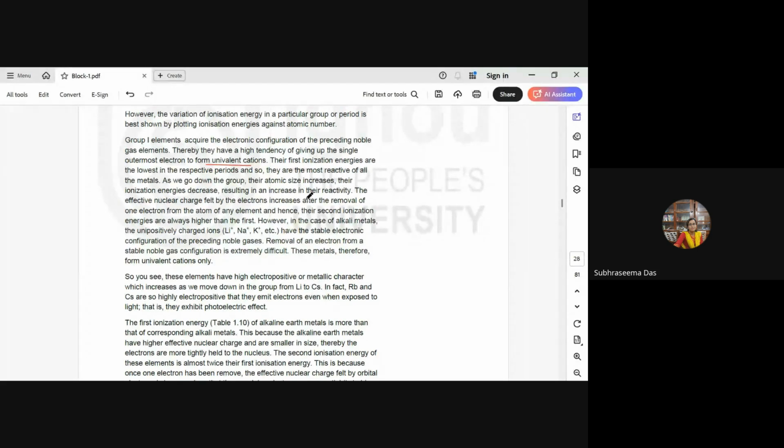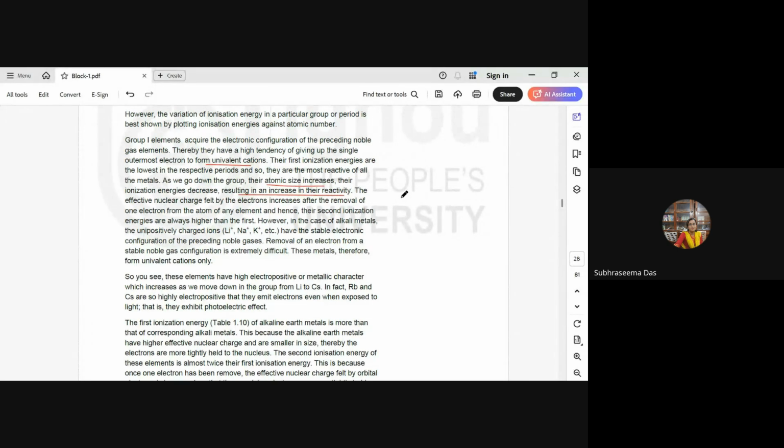Now as we go down the group, the atomic size increases, thus the ionization energy decreases, because the electron is added to the farthest shell. As the distance between the nucleus and the outermost electron increases, the ionization energy decreases. Thus, as the ionization energy decreases, the elements present at the end of the group show an increase in their reactivity.